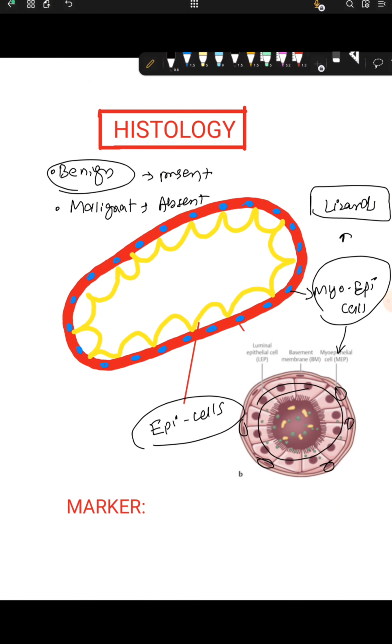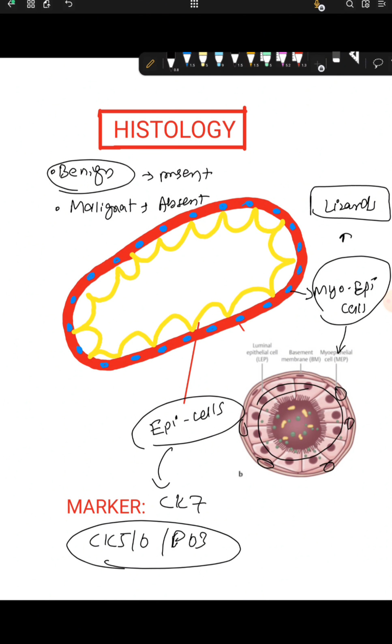But you should know about the markers of the epithelial cells and the myoepithelial cells. The marker for the epithelial cells is CK7, which is cytokeratin 7. जब हम न्यूप्लाज्मा का चैप्टर करेंगे तो इंशाल्लाह हम वहाँ पे डिस्कस करेंगे. And for the myoepithelial cells, CK5/6 or P63. So this is the additional information you must know about it.